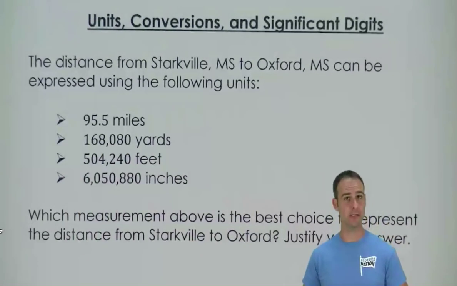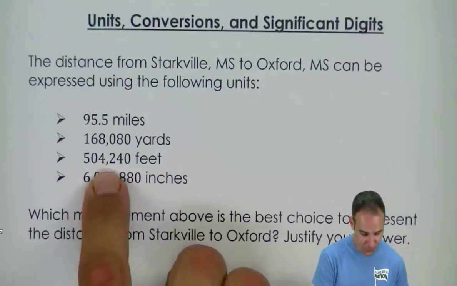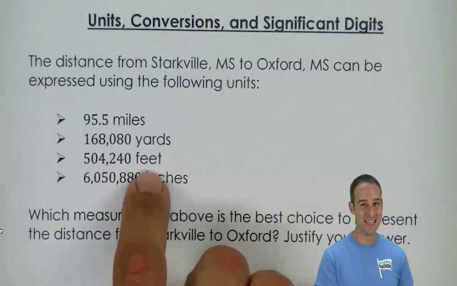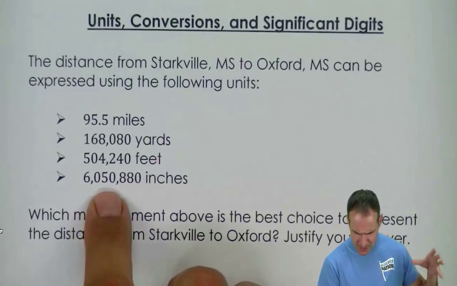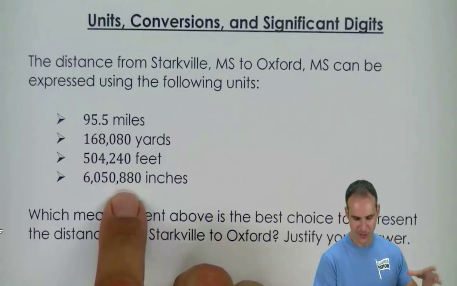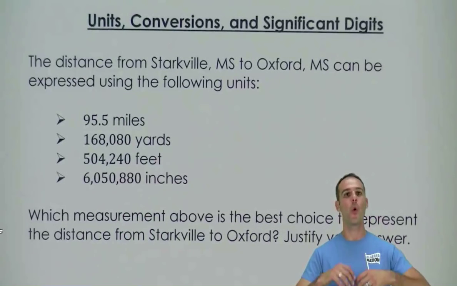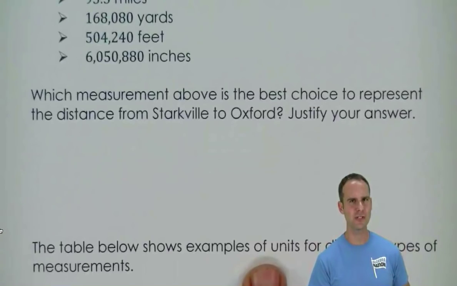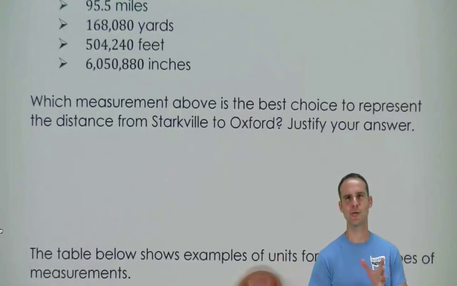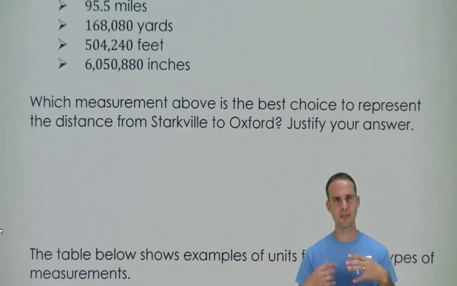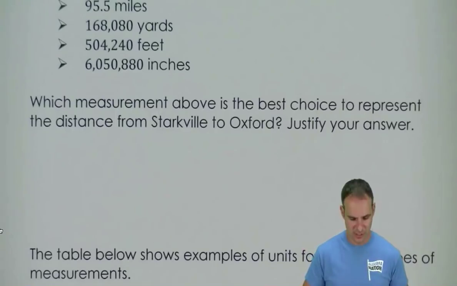The distance from Starkville, Mississippi to Oxford, Mississippi can be expressed using the following units: 95.5 miles, 168,080 yards, 504,240 feet, or 6,050,880 inches. With all that in mind, which measurement above is the best choice to represent the distance from Starkville to Oxford, and justify your answer?